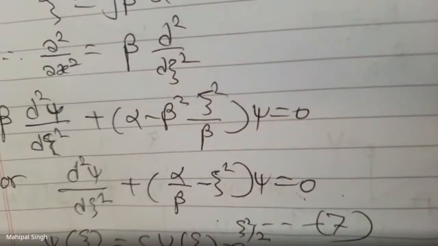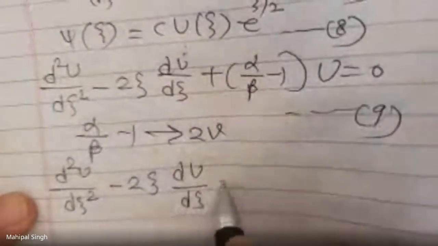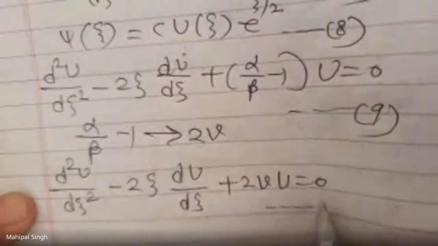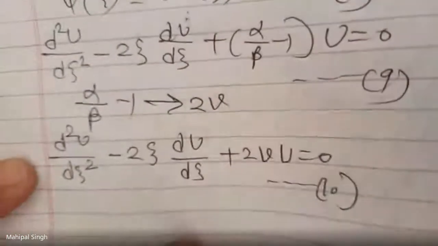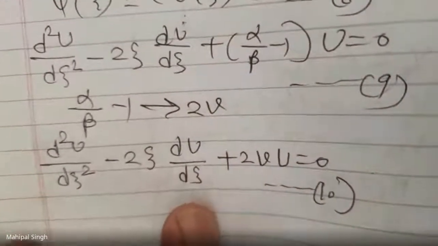On replacing alpha upon beta minus 1 by 2v, this equation becomes d2u upon d xi square minus 2 xi du upon d xi plus 2v u equal to 0. This is equation number 10, which is the Hermite differential equation.